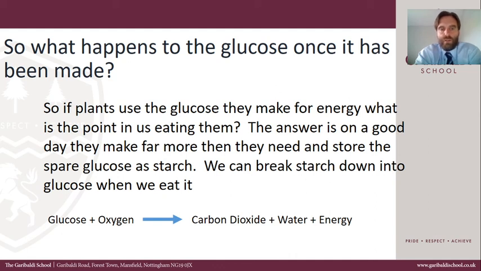And obviously, that starch can then be broken down back into glucose to go through respiration to release that energy. So when we're eating plants, we're essentially eating that starch. We're actually eating their stores, if you like, of glucose. And then that's allowing us to then do the respiration instead of the plant.